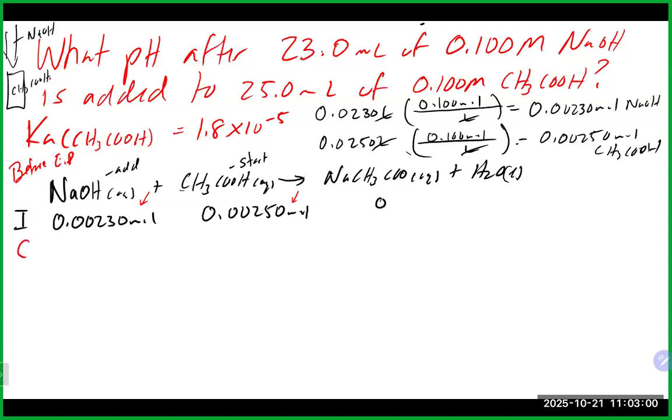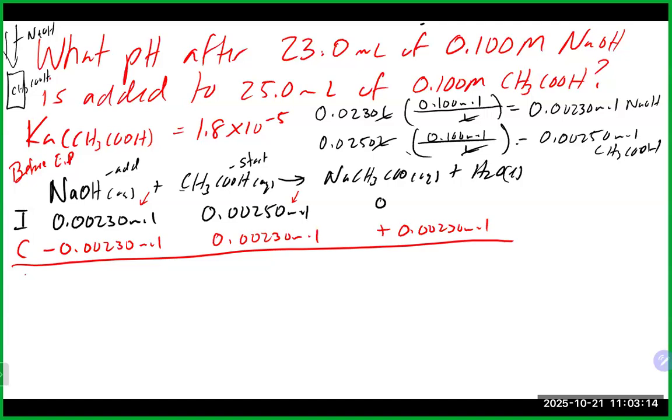So the change will be minus the moles of our sodium hydroxide, 0.0023 moles. At equilibrium, again, we end up with none of the sodium hydroxide. We will end up with 0.0002 moles and 0.0023 moles. At this point, as we talked about, we do want to convert back into molarity.